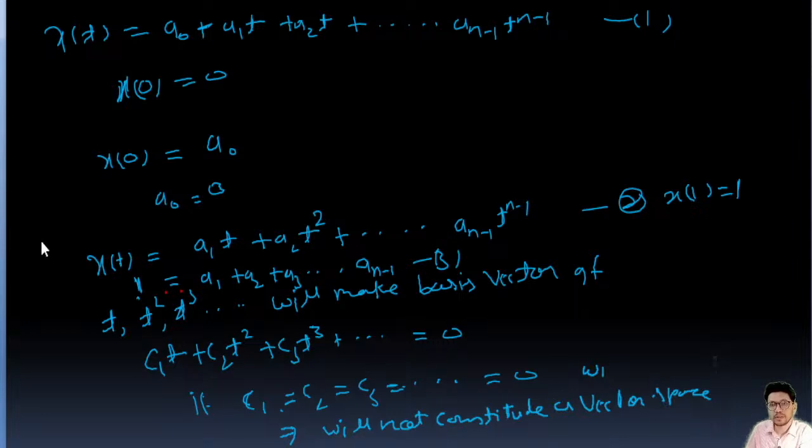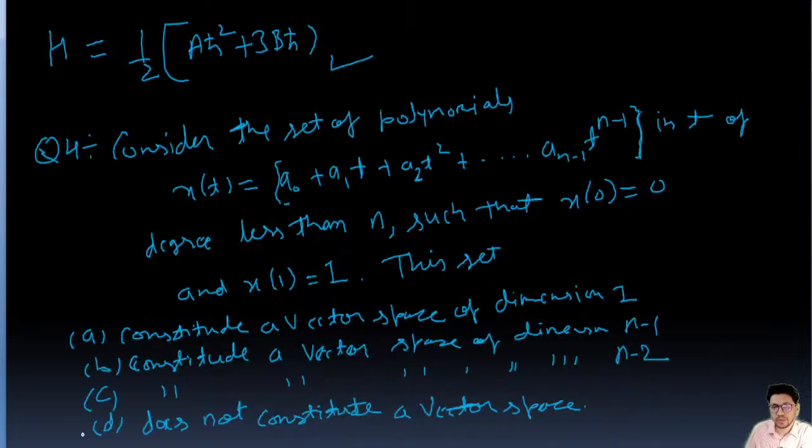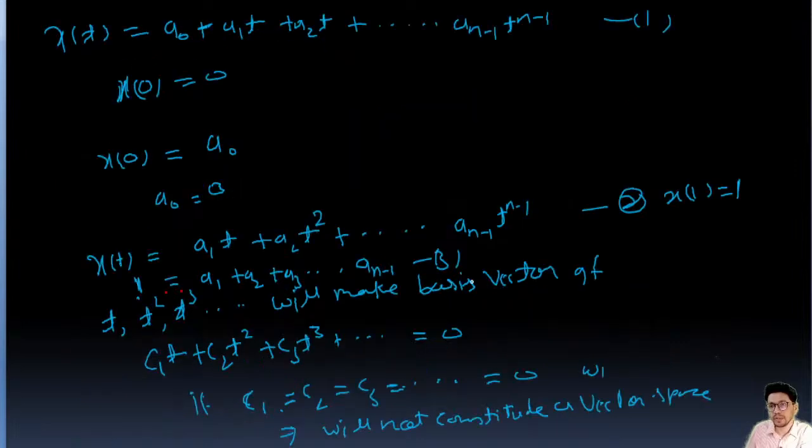Okay, guys, this is the equation, and which option is matching? Option D is matching, guys. It doesn't constitute a vector space, because we have got this from the third equation. Next question, guys. Question number 5.